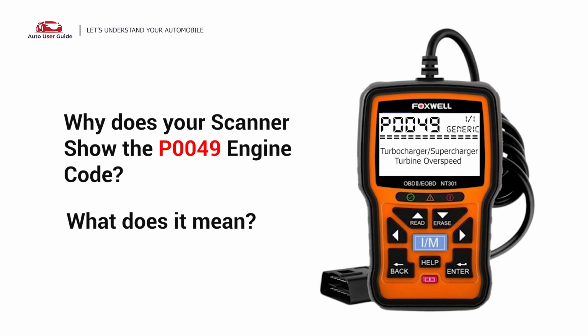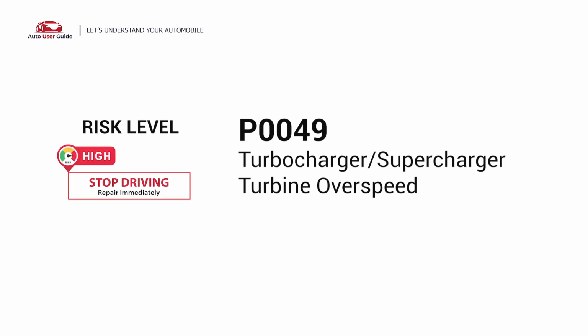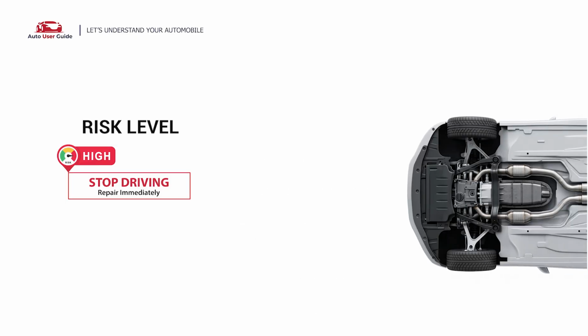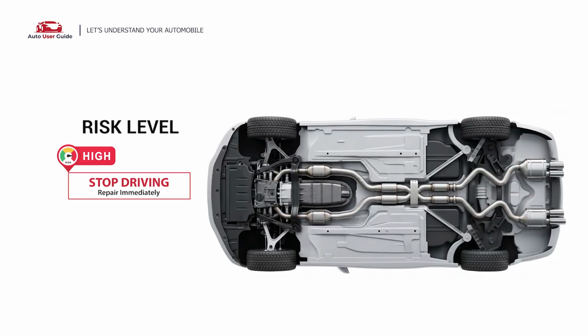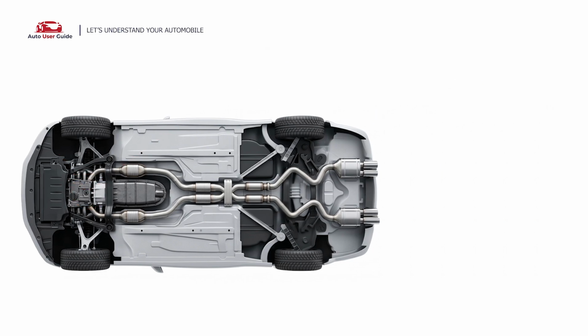Why does your scanner show the P0049 engine code? What does it mean? P0049 is a diagnostic trouble code for turbocharger or supercharger turbine overspeed. The P0049 engine code indicates that the vehicle's computer has detected that the turbocharger or supercharger is spinning much faster than it's safe. Under this circumstance, stop driving and repair your vehicle immediately.